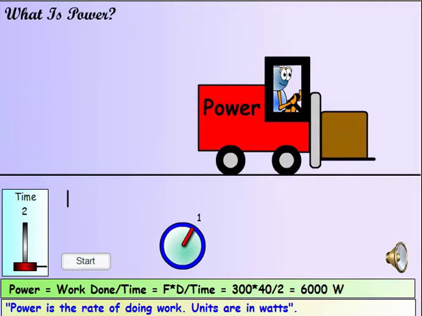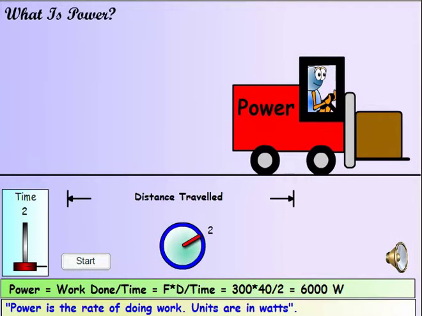Power is the work done in unit time. If you do the same amount of work, you have a higher power if you do it in a lesser amount of time. By using the slider bar, you will notice that the forklift does the same amount of work, but when it takes 2 seconds to do it, its power is greater.